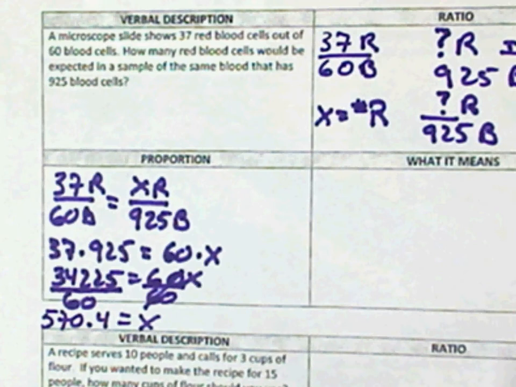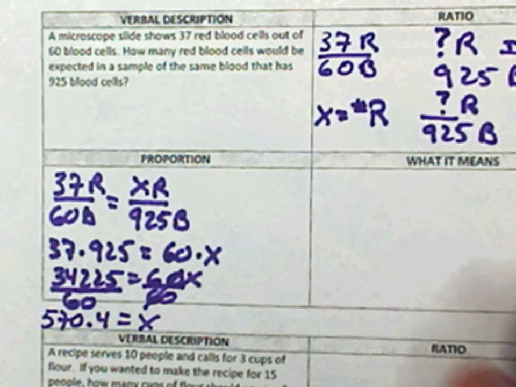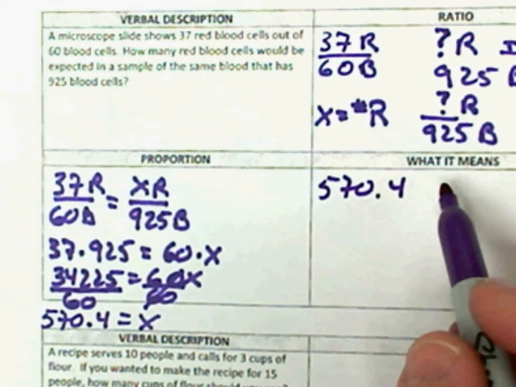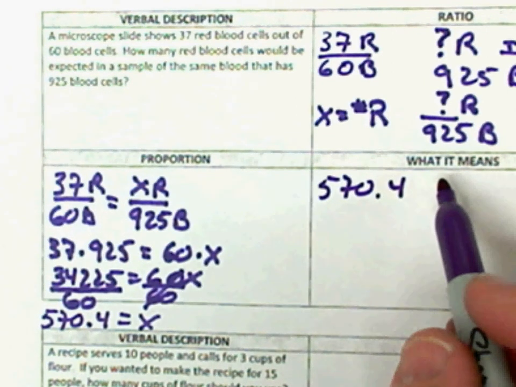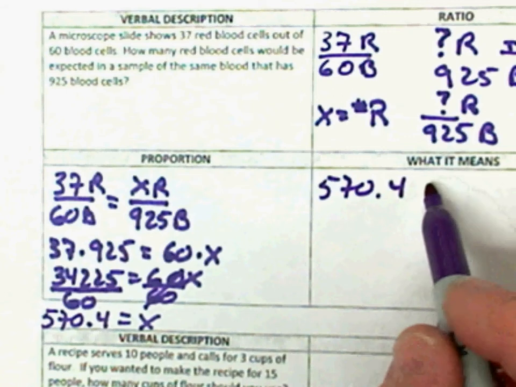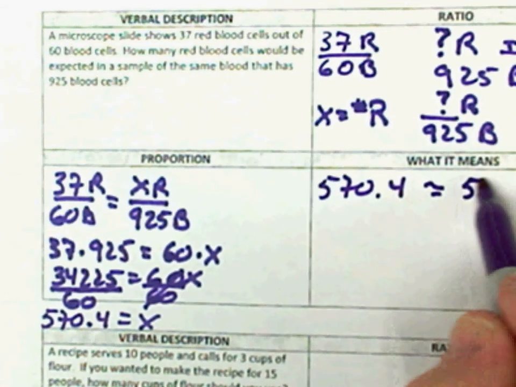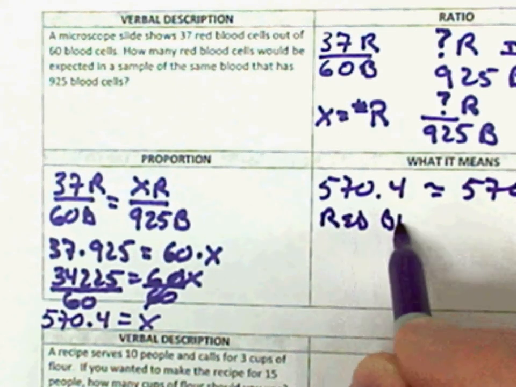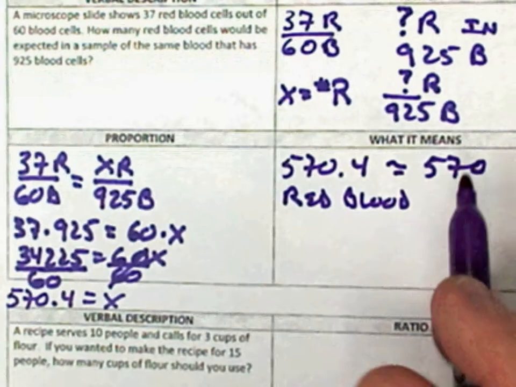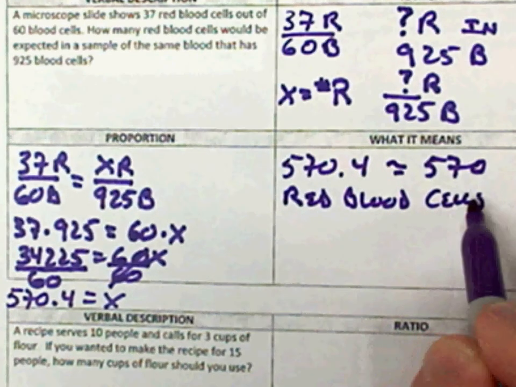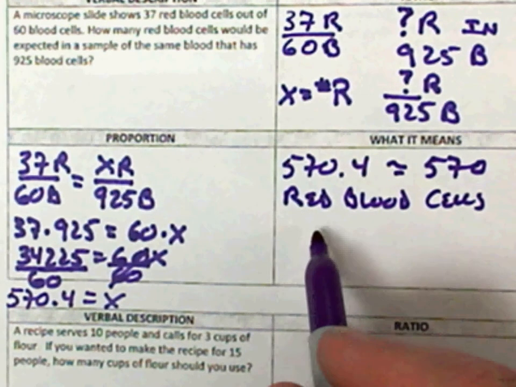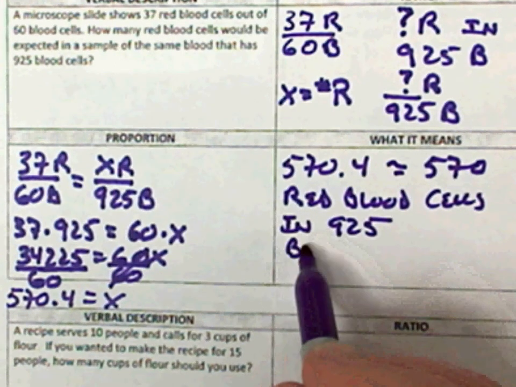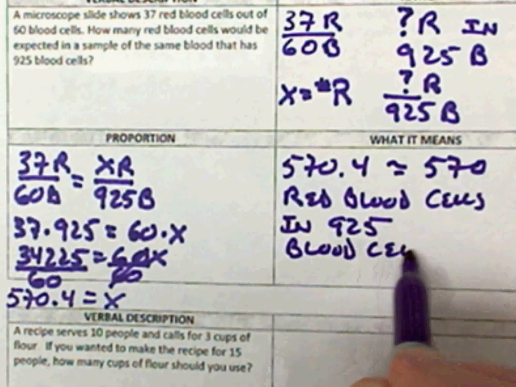Destiny? We rounded to 570. Right, 570.4, or approximately 570 red blood cells would be expected to be found in 925 blood cells. That's exactly what it means. Nice job, Destiny. All right, the last one.